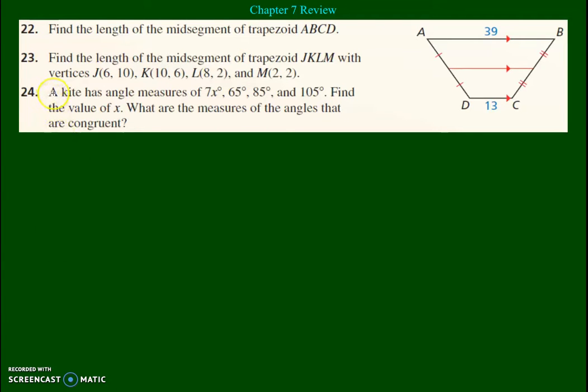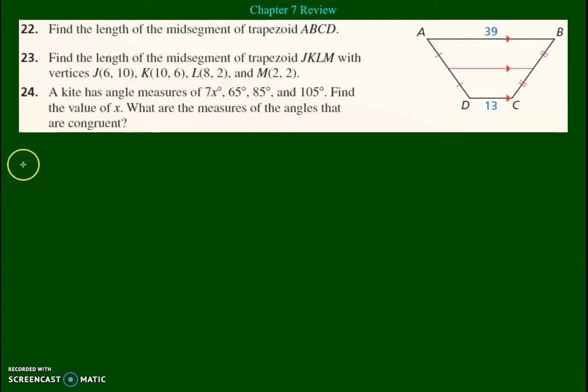In problem 24, it says a kite has angle measures 7x, 65, 85, 105. Find the value of x. What are the measures of the angles that are congruent? Well, first of all, let's go ahead and draw our kite.